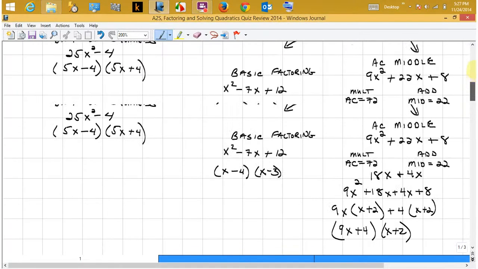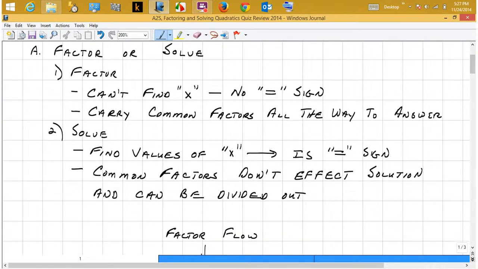Right, so here's a few basic things to review. In this quiz, you're going to have to make a decision whether you're factoring or solving. The instructions will tell you what to do. When you're factoring, you remember you cannot find the x value, so you have to leave the factors. That's your final answer, the factors. So there's not going to be any equal to sign in it.